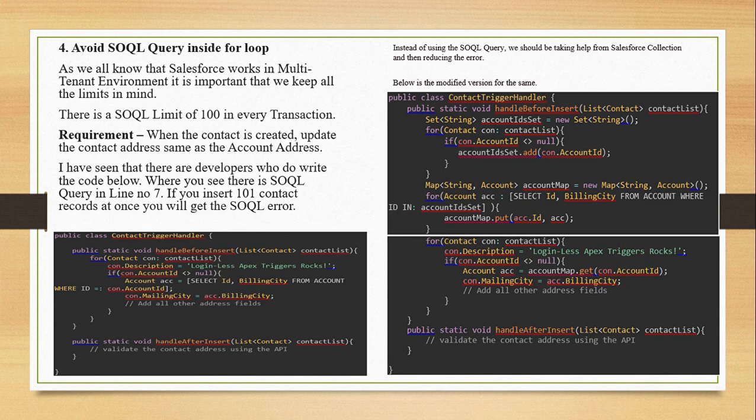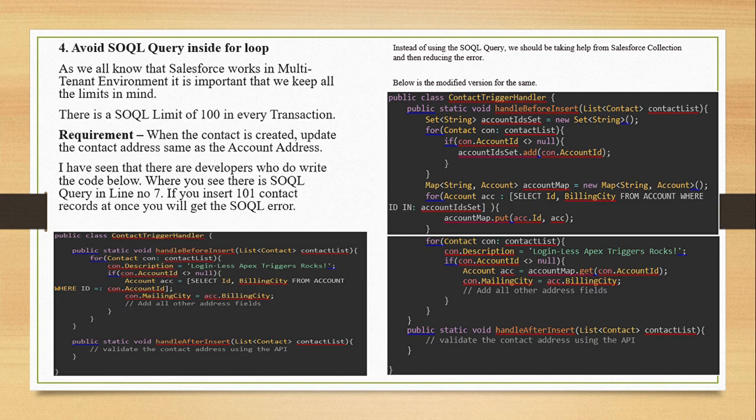I have seen that there are developers who do not write the code below. When you see the SOQL query in line number 7, if you insert 101 contacts at once, you will get the error that SOQL limit exceeds 101.